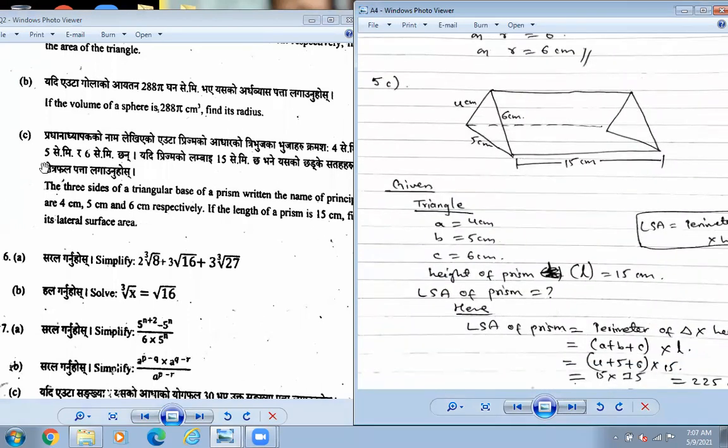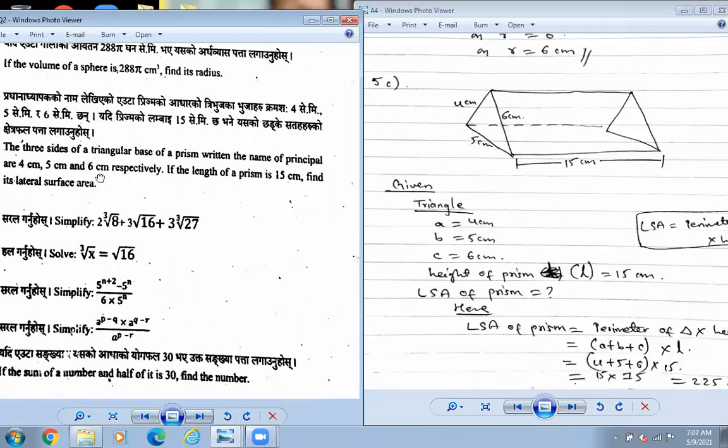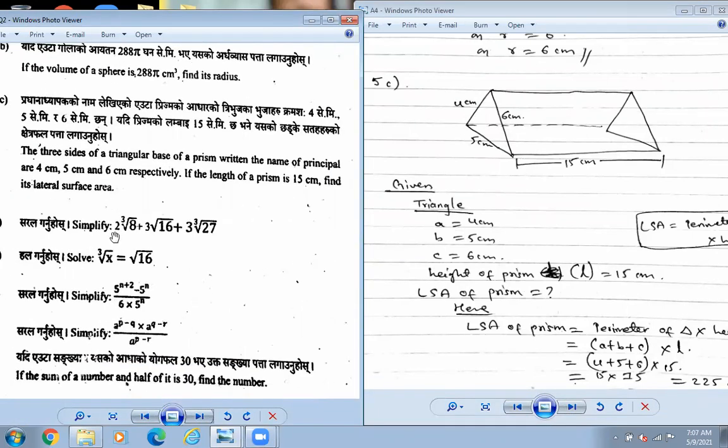Okay, so 5C. The figure is not given, so it is better to draw the figure. So the three sides of a triangular base of a prism. Okay, so let us make the triangular base prism. This is the triangular prism.